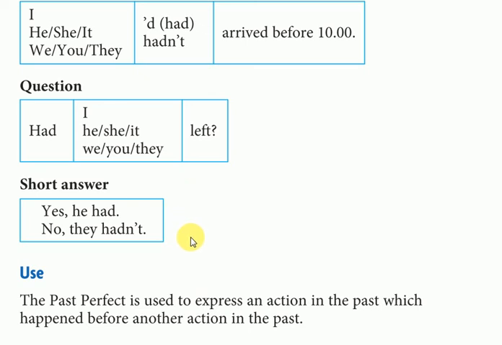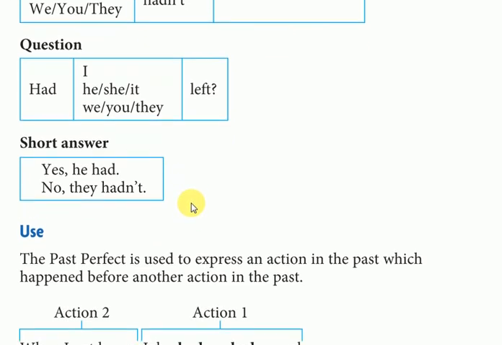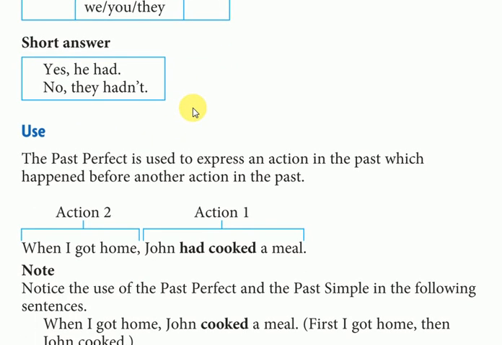Why do we use this past perfect? The use of past perfect. The past perfect is used to express an action in the past which happened before another action in the past. Here we can see there are two actions, action 1 and action 2. The action is in the past, but it happened before another action in the past.